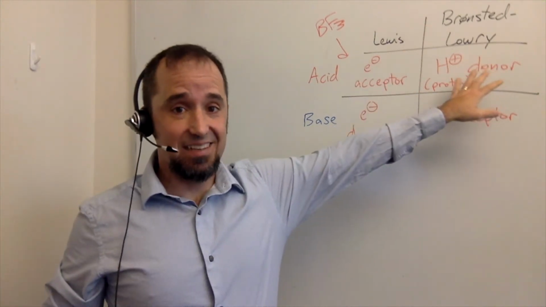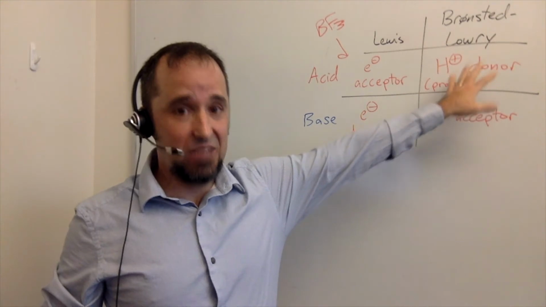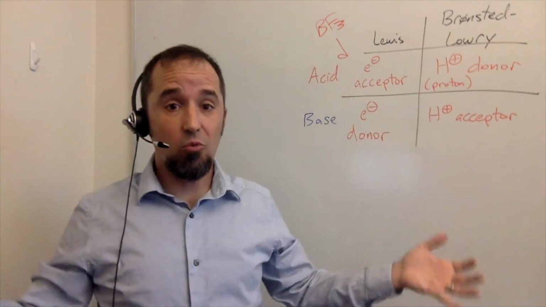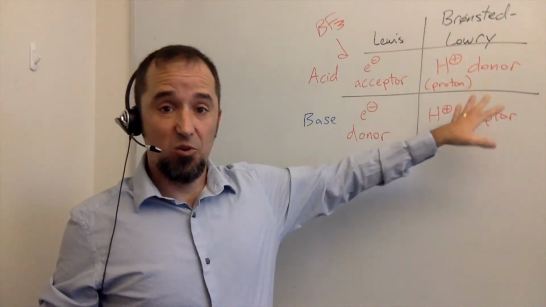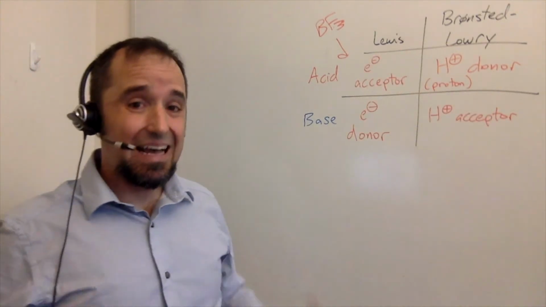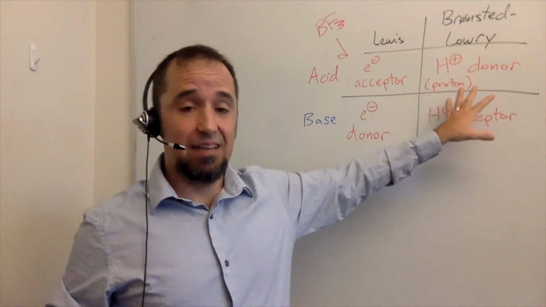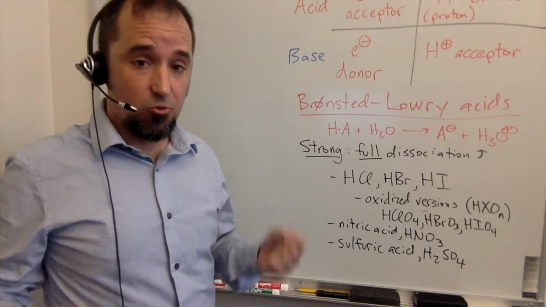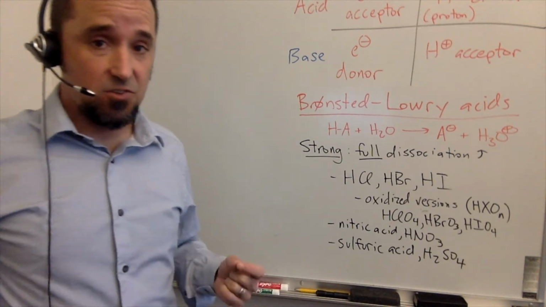H+ is a pretty good electron acceptor, so H+ could be considered a Lewis acid. So again, Lewis acid, more broad; Bronsted-Lowry, more specific, but we're also going to spend a lot more of our time talking about Bronsted-Lowry acids and bases in this class. So let's talk about strong acids very briefly to finish off this video.